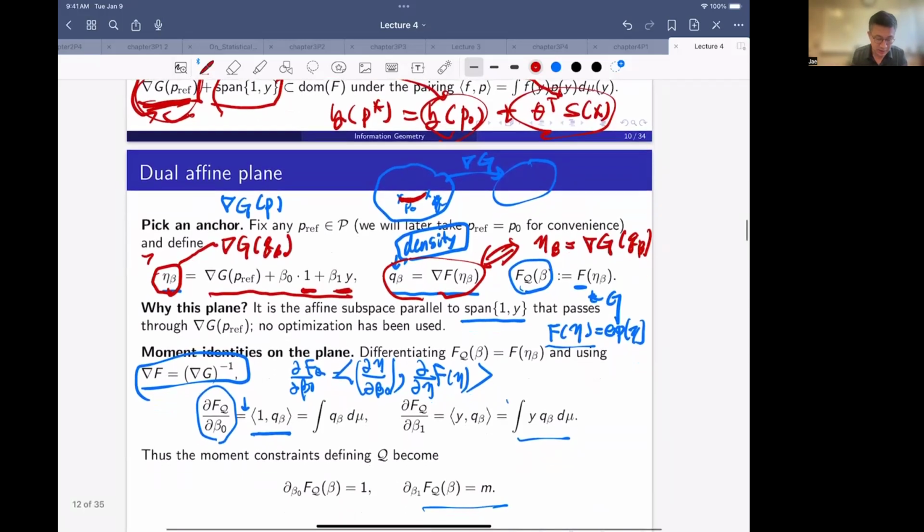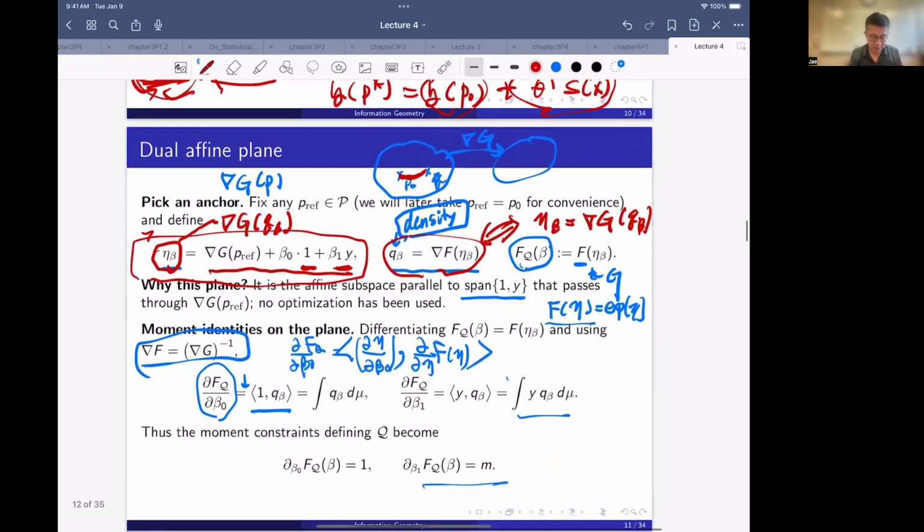See my point? Now remember, nabla G was a log transformation, right? So then the left side is actually characterizing the e-flat distribution. This is after the G transformation, and then we want to transform back, because we now define a dual coordinate system. So this is nabla F, which is actually the inverse of nabla G.